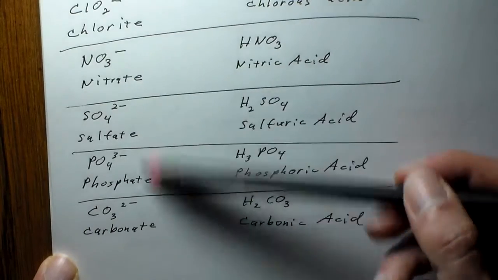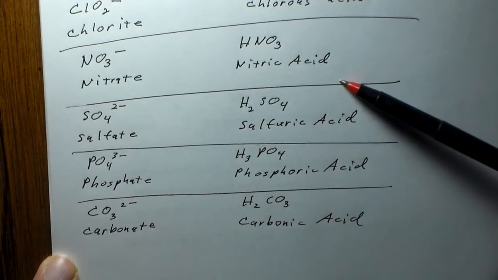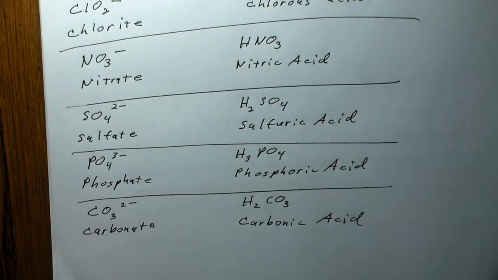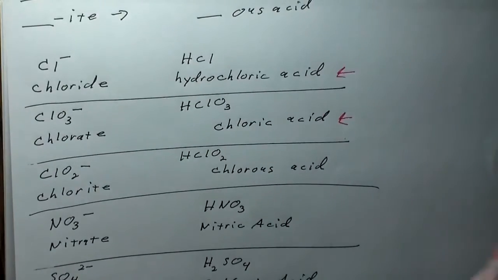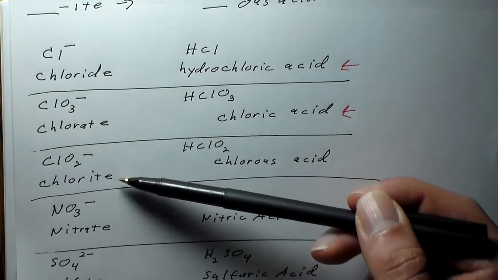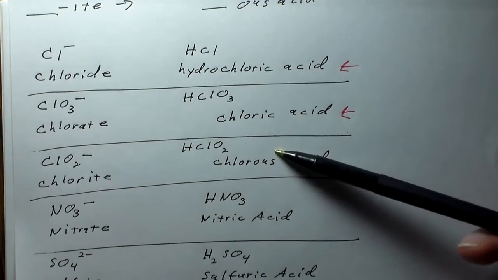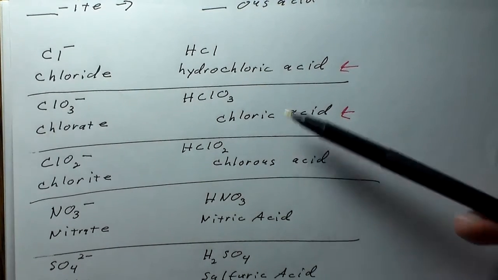Nitric acid, sulfuric acid, phosphoric acid, and carbonic acid are very, very common acids. Now we have here chlorite and chlorate. What happens if we have the perchlorate or hypochlorite? All we do is just add the per or the hypo to that one. I'll just write it out for completeness here.